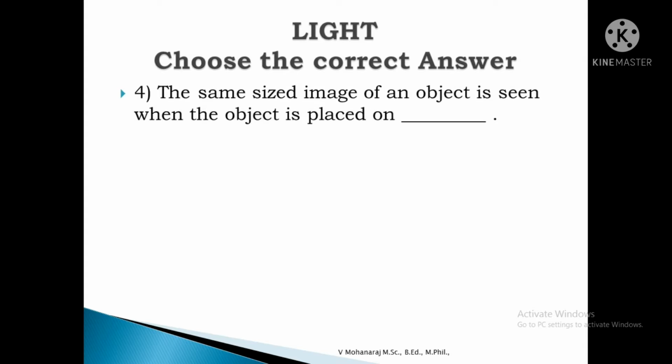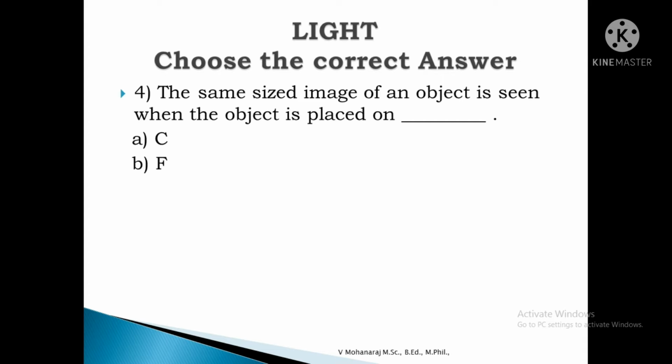Fourth one, the same size image of an object is seen when the object is placed at dash. Option A is C. C means twice the focal length, C is equal to 2f. Otherwise, it is called the center of curvature.